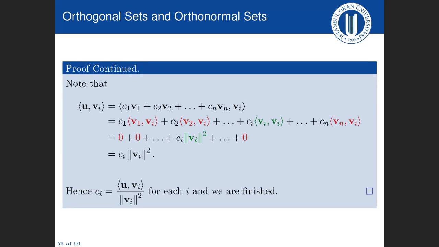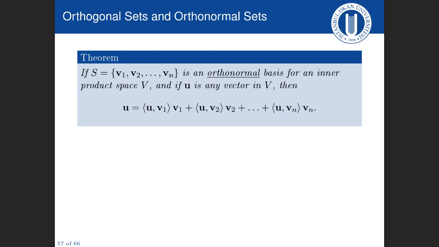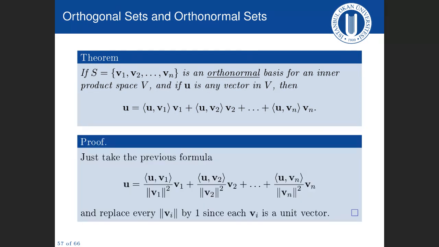So that was for an orthogonal basis. What do we have for an orthonormal basis? If S is an orthonormal basis for an inner product space V, and if U is any vector in V, then we can write U as the inner product of U and V1 multiplied by V1, plus the inner product of U and V2 multiplied by V2, etc. And this one's going to be easy to prove, because we can just use the previous theorem. The previous formula was this. But now every one of our Vi's is a unit vector. So every time we have the norm of Vi, we can just replace that by 1. And then we finish the proof.